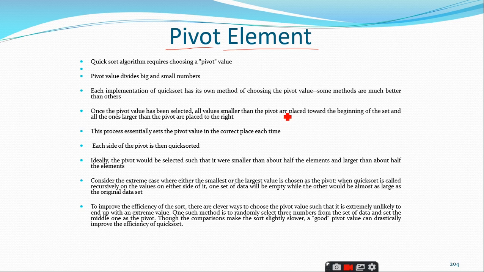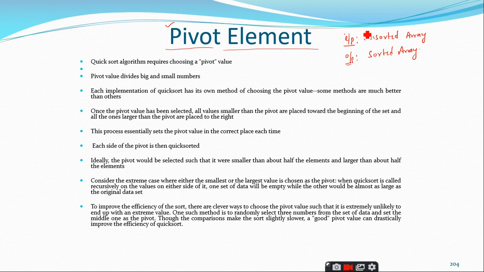So, the input is an unsorted array and the output is a sorted array. But one of the most important points, you should be very careful in this quicksort algorithm and concentrate on that particular concept, is the pivot element.